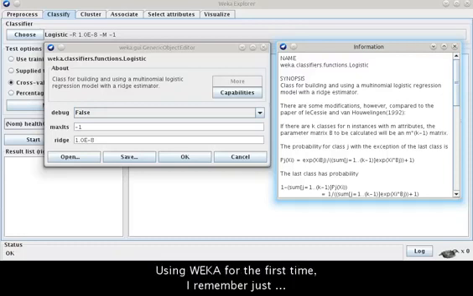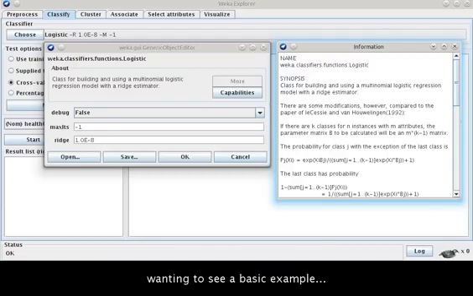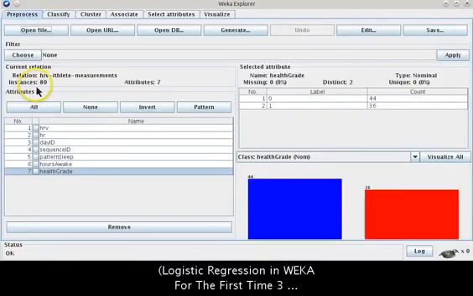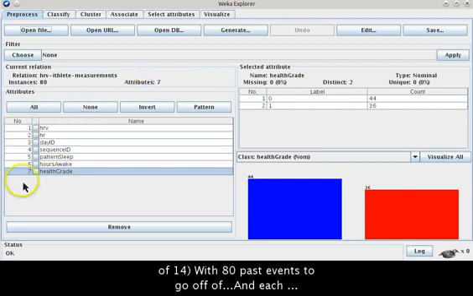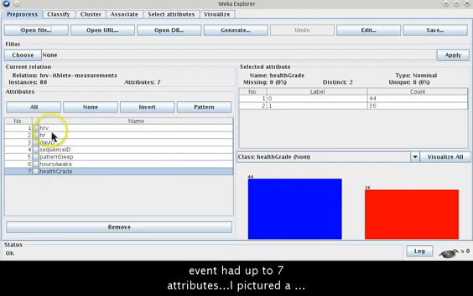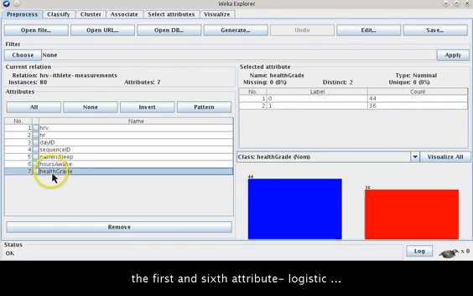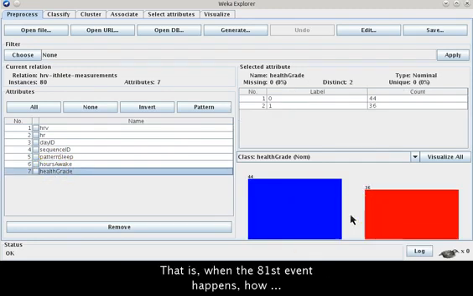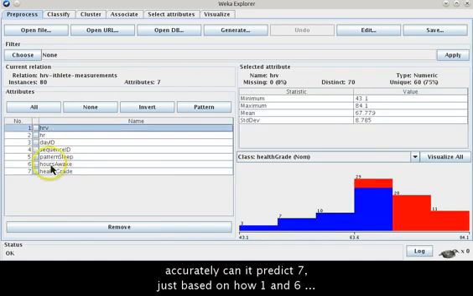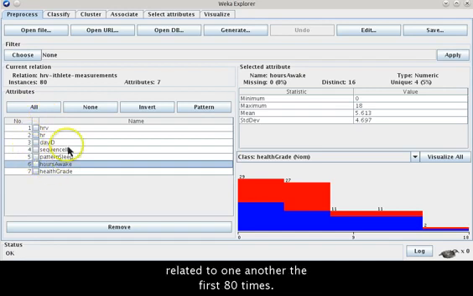Using WEKA for the first time, I remember just wanting to see a basic example. So with 80 past events to go off of, and each event had up to 7 attributes, I pictured a CEO asking me how accurately, if I had only the first and 6th attribute, logistic regression could predict the 7th. That is, when the 81st event happens, how accurately can it predict 7 just based on how 1 and 6 related to one another the first 80 times?